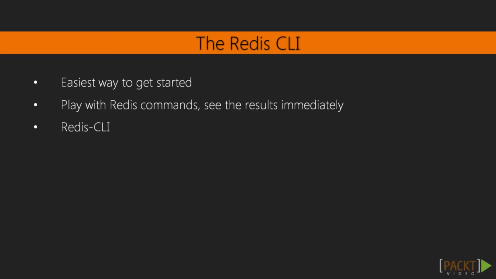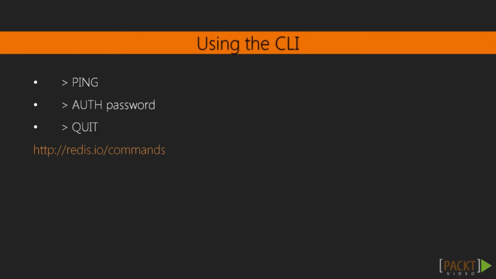The Redis CLI. So the easiest way to get started working with Redis is through the CLI, the command line interface. This allows you to play in an interactive manner with Redis. You can issue commands, you can see the results immediately, and the results are automatically stored in your database. To start, it is as simple as typing redis-cli once you have installed. So there's 3 commands that I want to cover right now, which are just the very basic commands of getting the CLI, playing with the CLI before we start getting into the actual database. Ping, auth, and quit. And let me show you those right now.